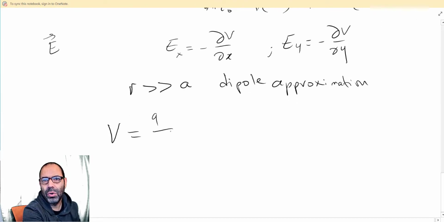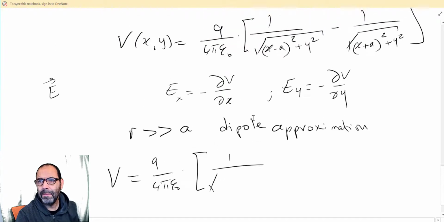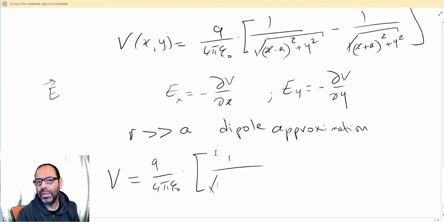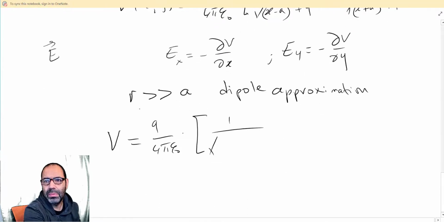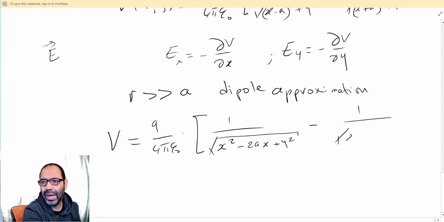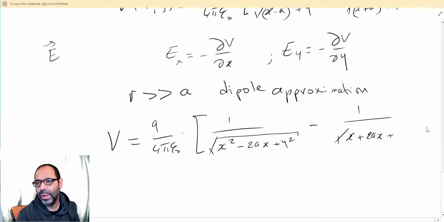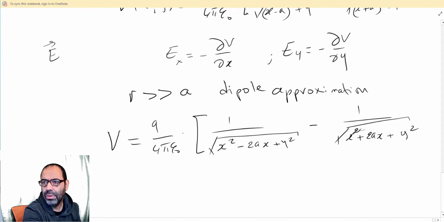So V in this case is going to be, again, q over 4 pi epsilon naught times 1 over the square root of x squared minus 2ax plus a squared, and I'm going to ignore a squared because it's small in this approximation, plus y squared. So I'm going to keep just the leading term, which is x squared minus 2ax plus y squared under the square root, minus 1 over the square root again of x squared plus, for the same reason, 2ax, dropping the a squared, plus y squared. Again, if you're not convinced, you can do a Taylor expansion and you're going to find exactly the same result. So this is not exactly equal, but it's valid in this dipole approximation.